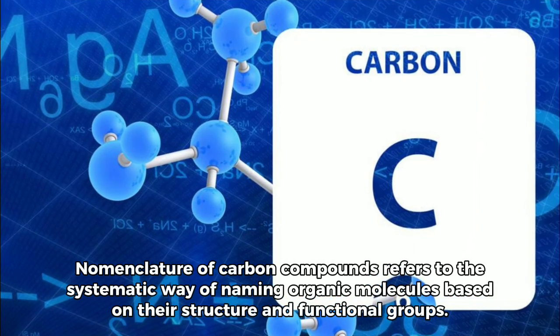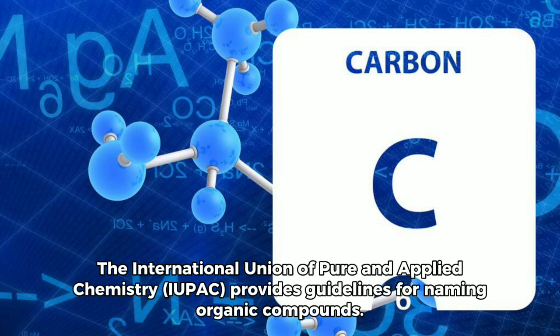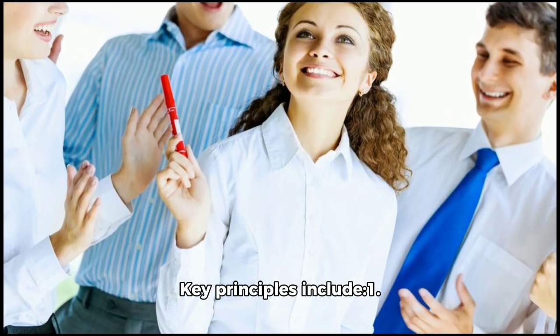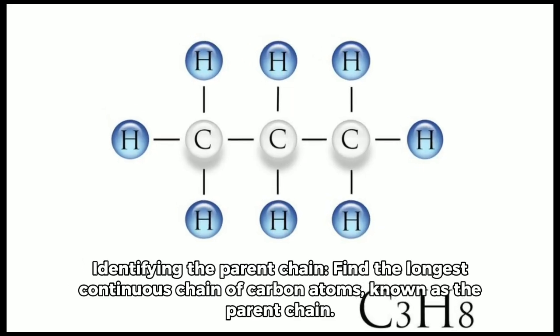Nomenclature of carbon compounds refers to the systematic way of naming organic molecules based on their structure and functional groups. The International Union of Pure and Applied Chemistry (IUPAC) provides guidelines for naming organic compounds. Key principles include: 1. Identifying the parent chain.